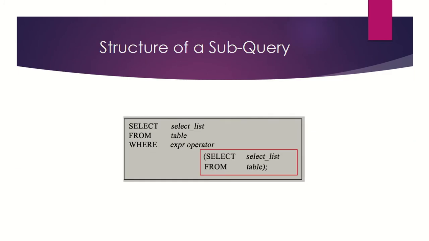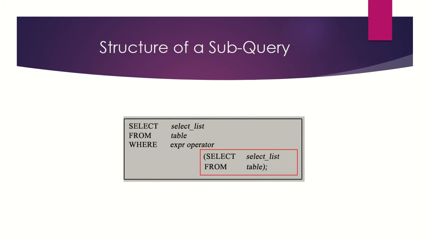Now, this is how a subquery will look. So here, if you see, there are two select, two from. It can also have two where clauses here. So not only two, you can have multiple. If you have multiple select, multiple from, and multiple where, then that is called a nested subquery.